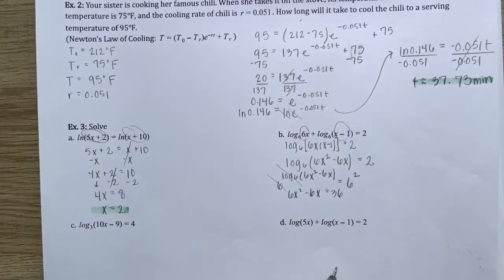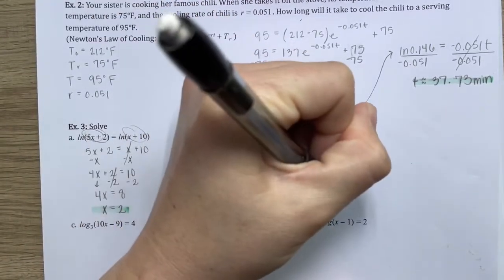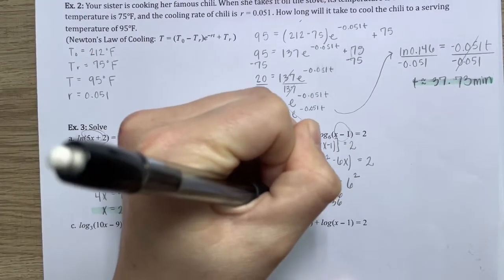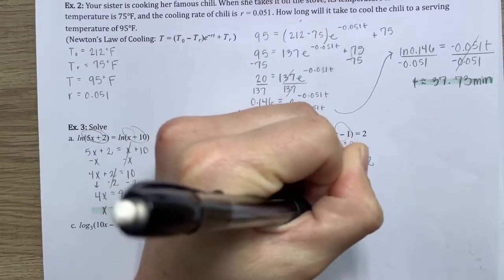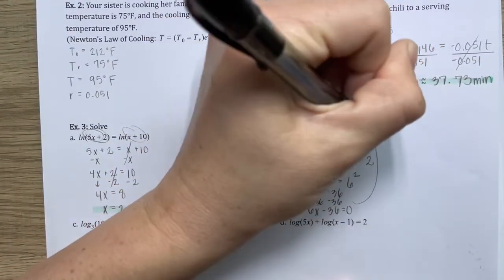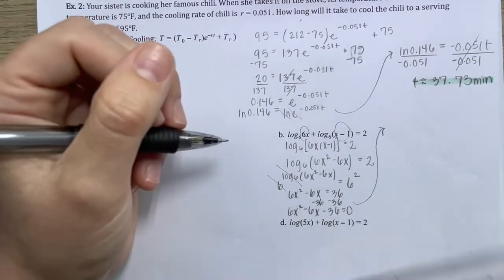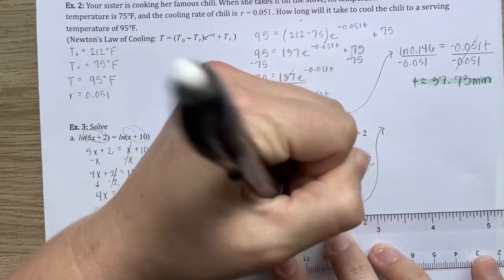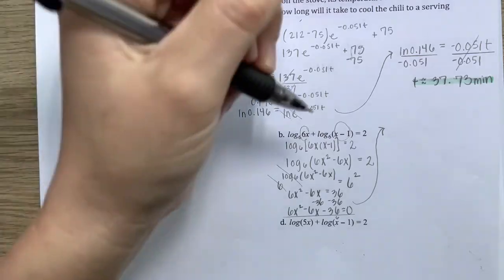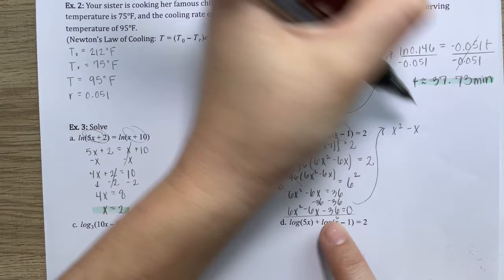And now I have a quadratic, I just need to get it in standard form to solve. So I'm going to subtract the 36 over, and then I end up with 6x squared minus 6x minus 36 equals 0. I can divide a 6 out of this entire equation. So I'm going to divide the entire equation by 6 because each term is divisible by 6. So the 6x squared becomes x squared minus x minus 6.